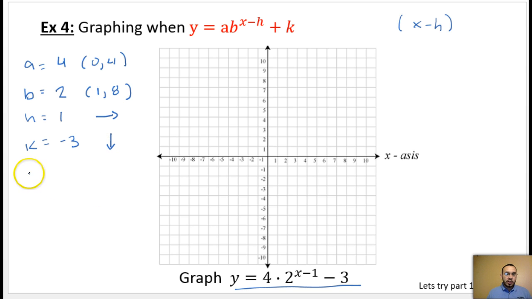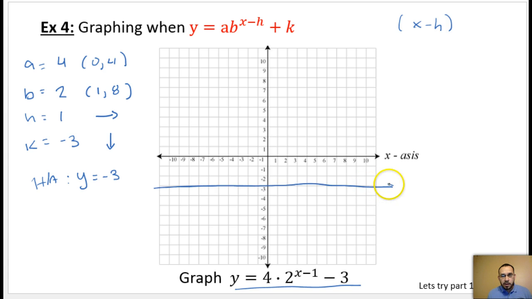Furthermore, we know that our horizontal asymptote, oops, let me go ahead and fix that. We know that our horizontal asymptote is actually given to us by the equation y is equal to whatever our k value is, negative 3. So a different way to think about it is that you're going to take a vertical line and shift it 3 units down. So it used to be at 0, now it's going to be at negative 3. So here is my horizontal asymptote. This is the line we can never touch, but we can get very, very close to.